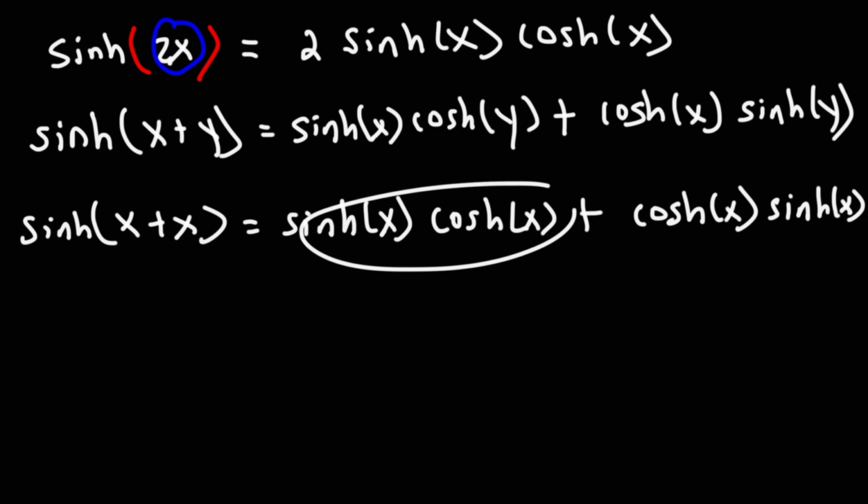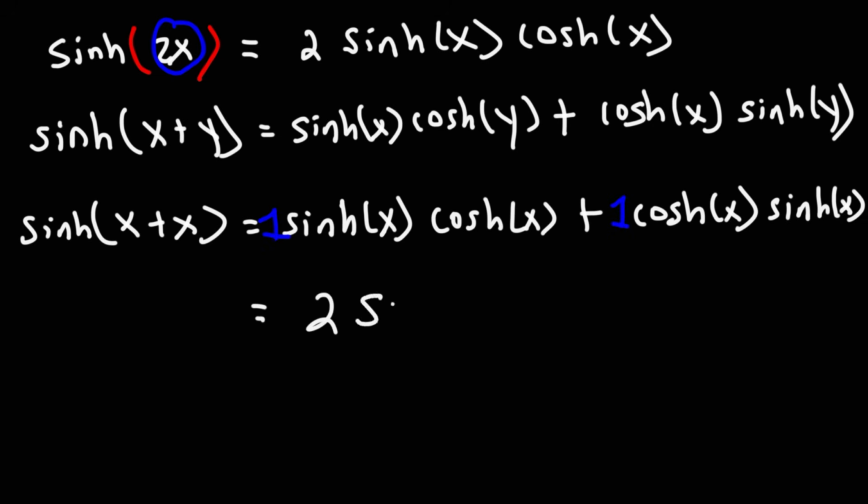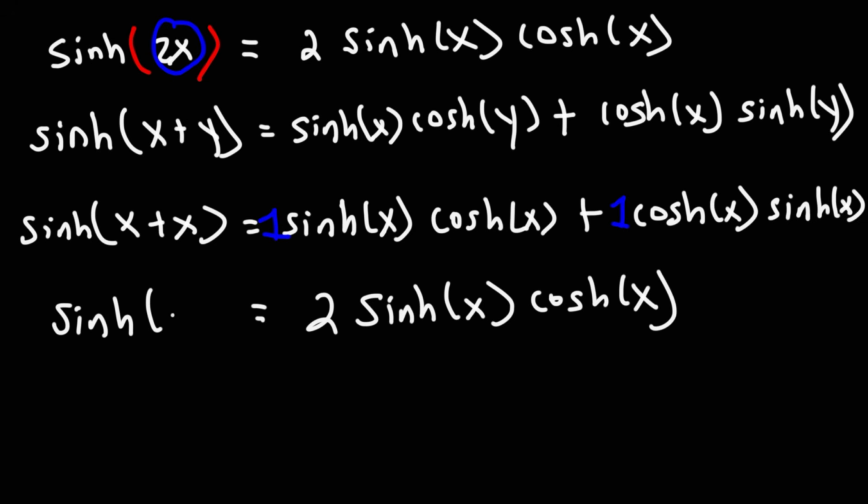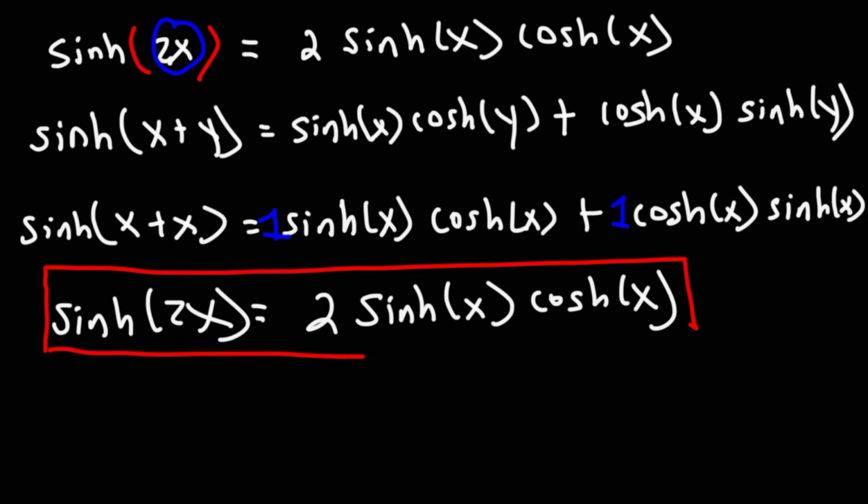Now notice that these two are the same. Sine times cosine is the same as cosine times sine, so we could simply add the coefficients. This has a 1, this has a 1. 1 plus 1 is 2. So we get 2 sine times cosine. And on this side, x plus x is 2x. So that's how we can prove the double angle formula. It's by using the sum and difference formulas for the hyperbolic function identities.